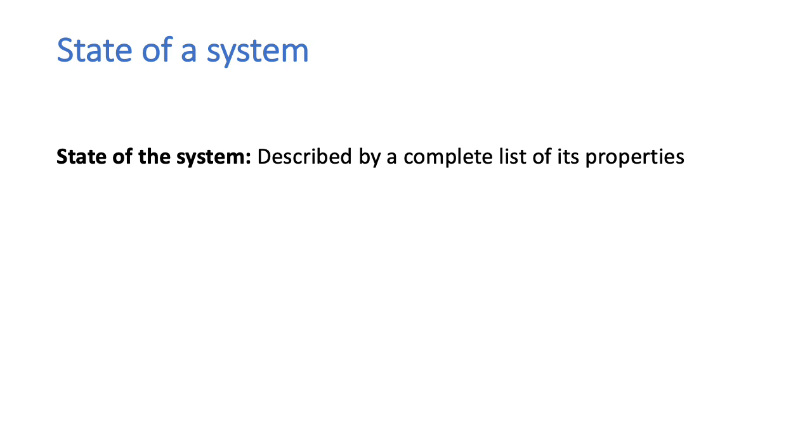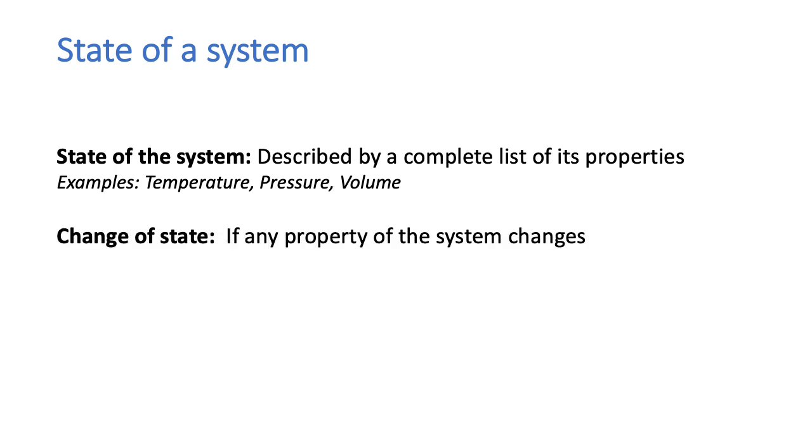The state of the system is described by a complete list of its properties. So for example, if we have a system and we list its temperature, pressure, and volume, then we have defined the state. If any of these properties changes, then we have changed the state of the system. So if we heat a system and its temperature goes up, that's a change of state. If we compress the system and its pressure goes up, that is another example of a change of state.